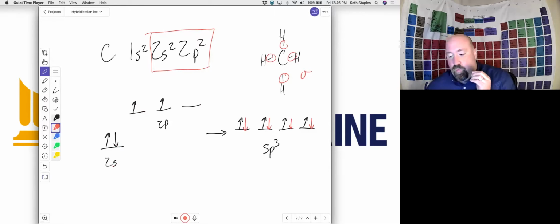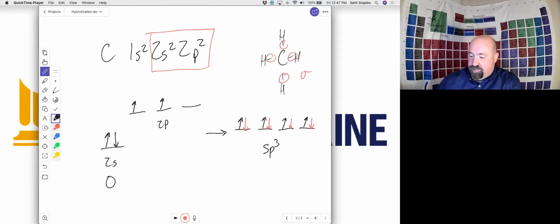Hybridization is when, for now we're just talking about s and p, the s and p orbitals mix together to form these hybrid orbitals, which then are able to participate in bonding. And these hybrid orbitals have slightly different shapes. Remember, an s orbital is just a sphere. P orbitals have the sort of dumbbell shape. An sp3 orbital is sort of shaped like this.